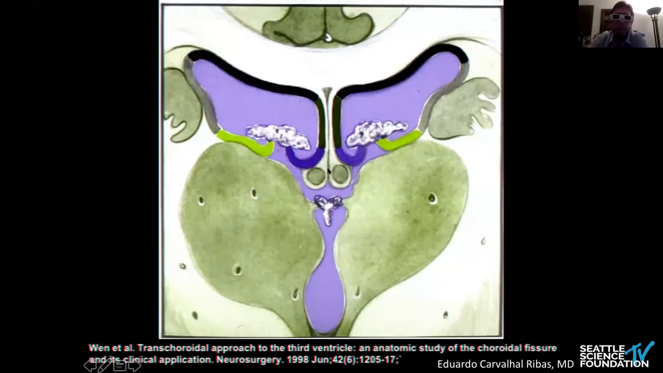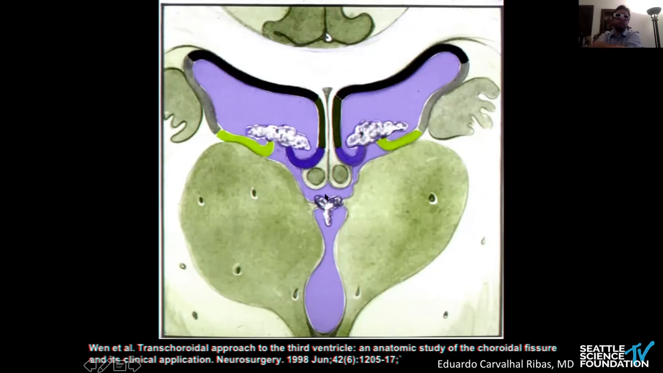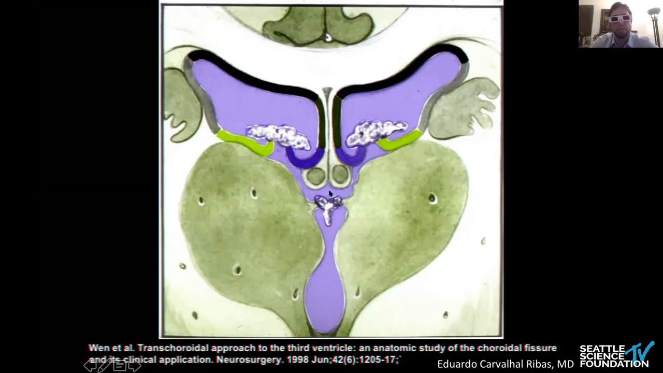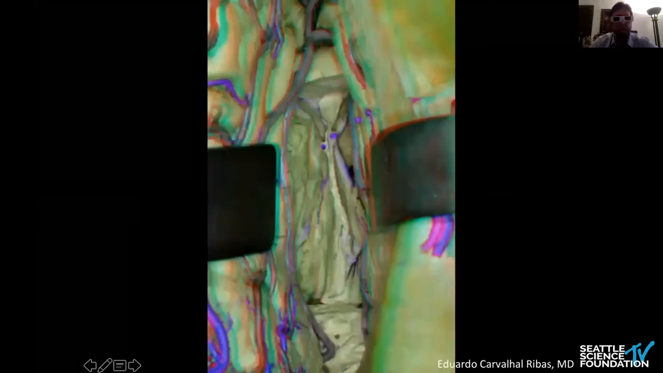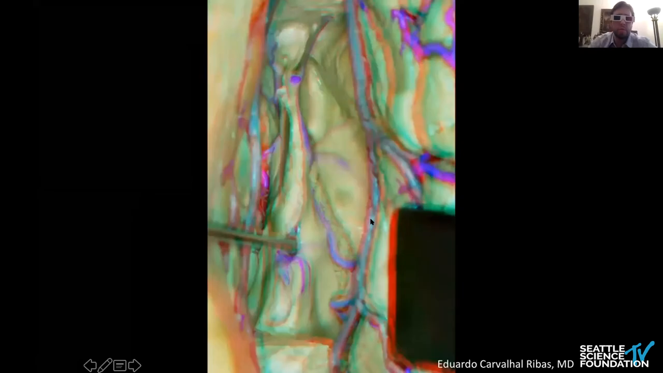It is made by a superior and inferior tela choroidea, and then we'll have on its top also the fornix, and inside it we'll have some vascular structures that I mentioned, the posteromedial choroidal artery and the internal cerebral vein. So the transchoroidal, you can go through the tenia fornix or through the tenia thalami. This suprachoroidal, it's through the tenia fornix.